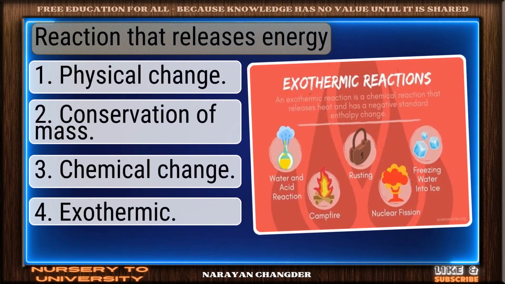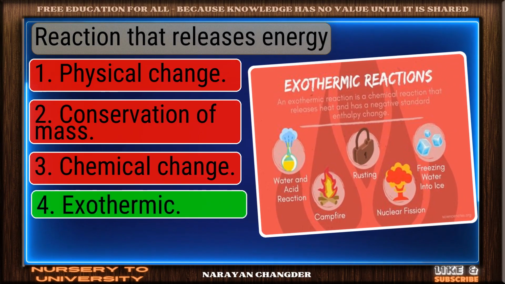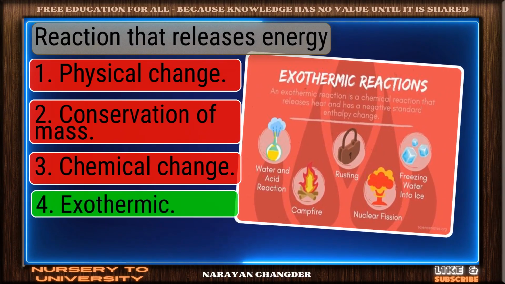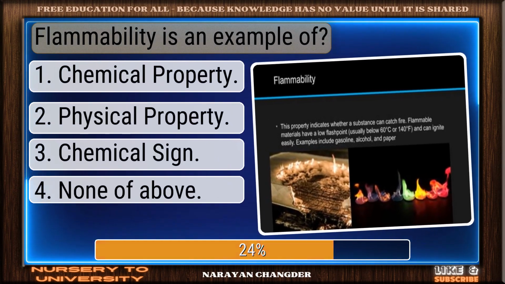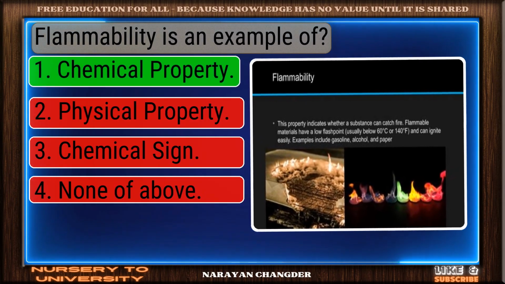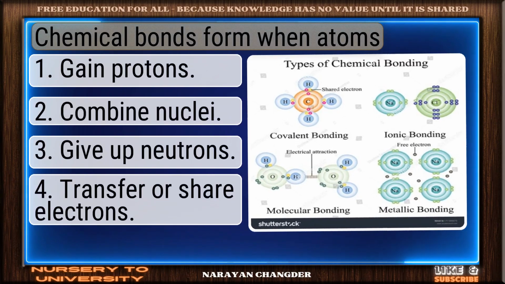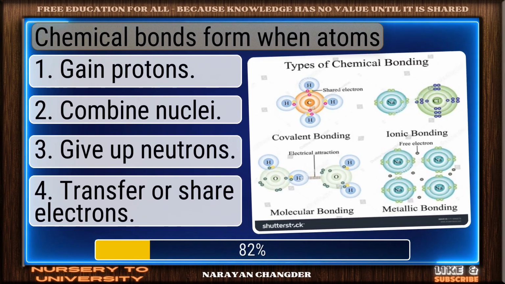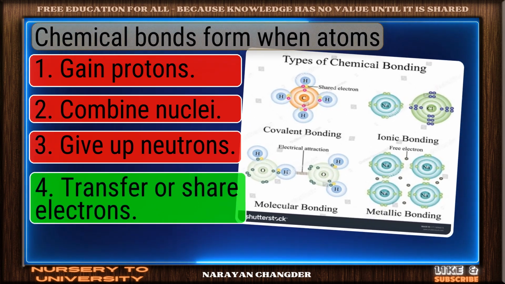Reaction that releases energy. You got it. Your choice exothermic is right. Flammability is an example of. Well done. Chemical property is the right choice. Chemical bonds form when atoms. Good thinking. Transfer or share electrons is the right answer.